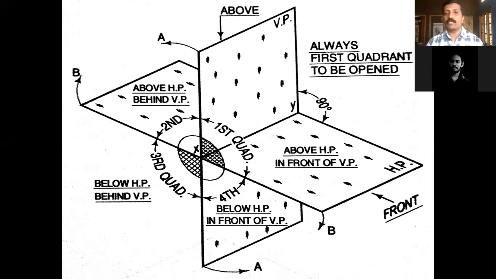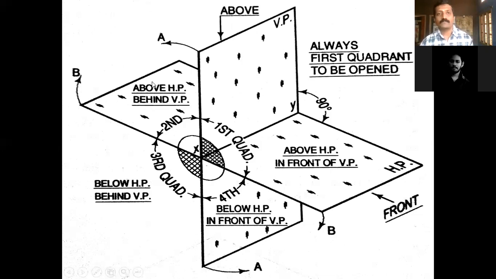So the position of this object, which is situated in the first quadrant, is above HP some distance and in front of VP some distance. Above HP is this distance. In front of VP is this. Why above HP? Because this is HP, and above this I'm taking some distance. That's why it is called above HP. And the observer is standing here, so this distance is in front of him, because he is nearer to this first quadrant. So this is called the first quadrant. It is above HP and in front of VP.